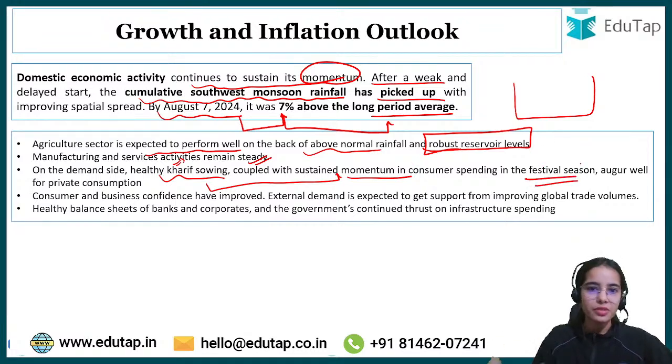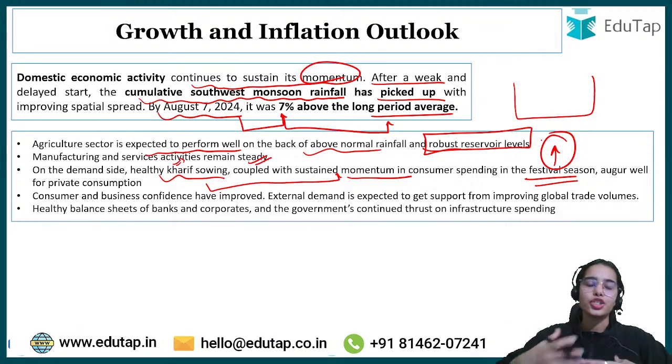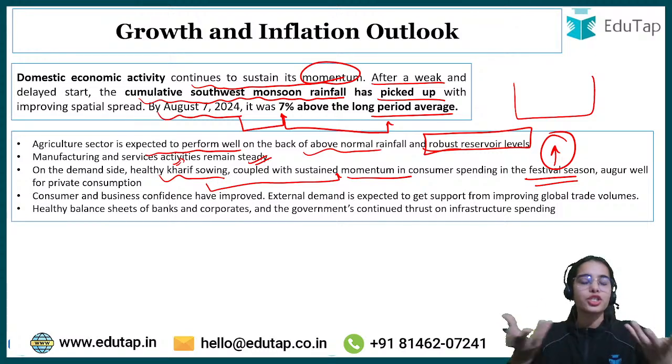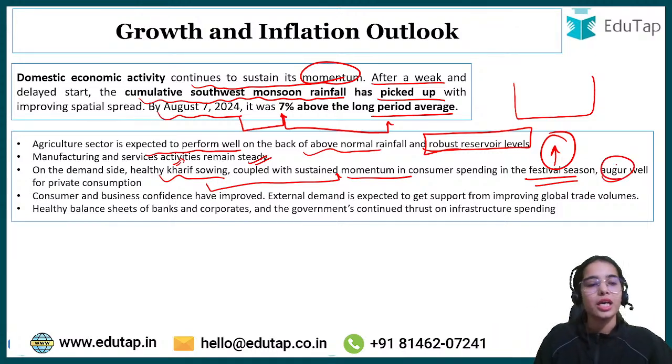So as the festival season is going on, with Dussehra and Diwali coming, there is more consumer spending happening. There are sales going on and such. So this festival season is there, and there is the increase in the consumer spending that is further boosting the demand and boosting the production in the country. This augurs well for private consumption. Consumer and business confidence has improved in the country.